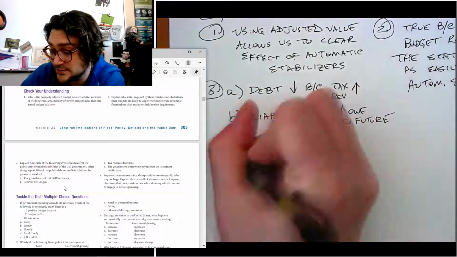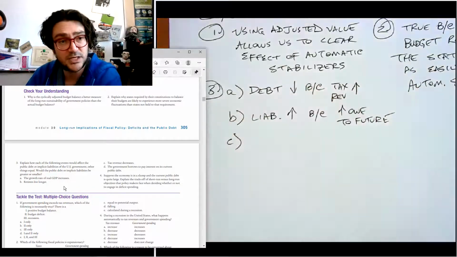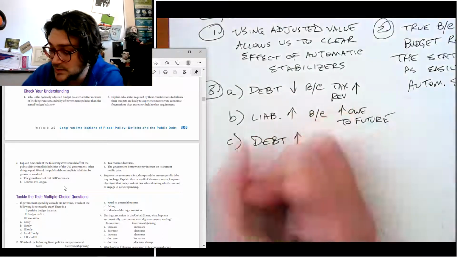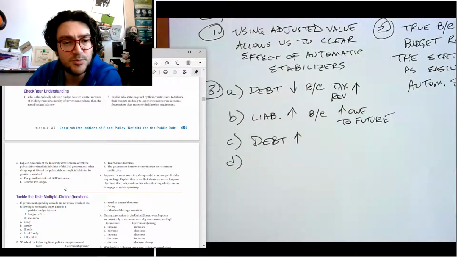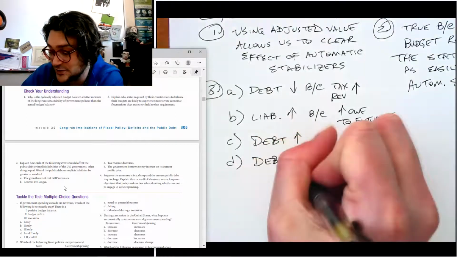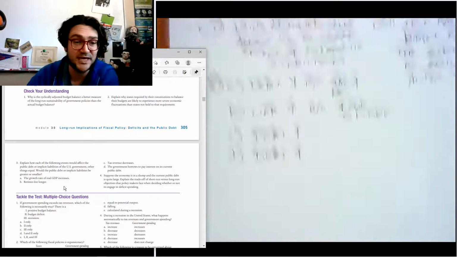That's really what that one comes down to. C, tax revenue declines. And so that's a fairly straightforward, like debt would go up. D, the government borrows to pay interest on its current debt. Oh, that's a bad situation. That means you can't even afford your interest, so debt would be rising even faster.